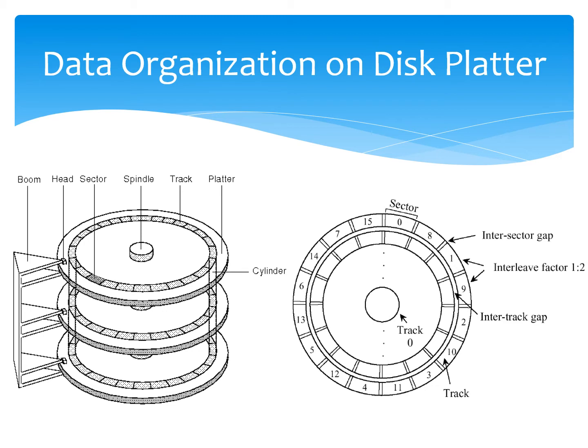A single surface contains several thousand concentric tracks, which in turn are composed of sectors of typically 512 bytes in size, stored serially as shown on the right of the screen. The sectors are spaced apart by intersector gaps, and the tracks are spaced apart by inter-track gaps, which simplify positioning of the head. A set of corresponding tracks on all of the surfaces forms a cylinder, as illustrated on the left of the screen.